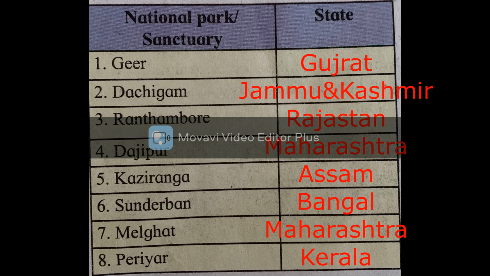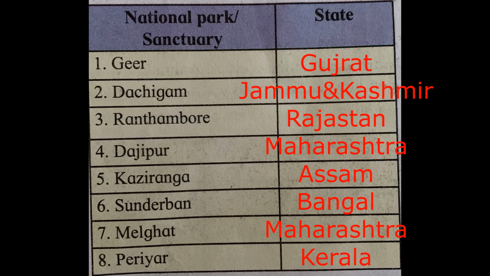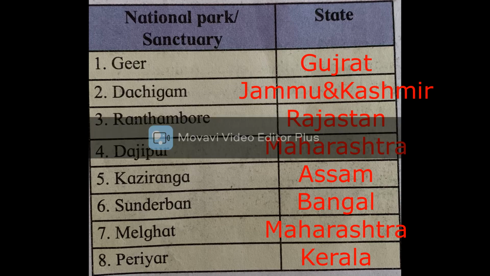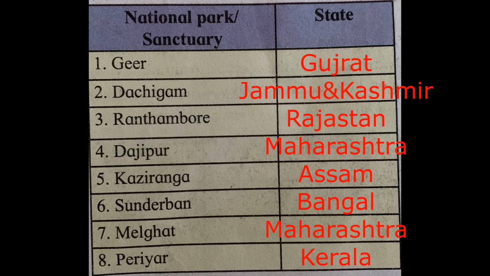It is also a part of an ecosystem. They are all famous for tigers. See here: producers, primary consumers, secondary, tertiary and decomposers. This is a table, you can complete it.